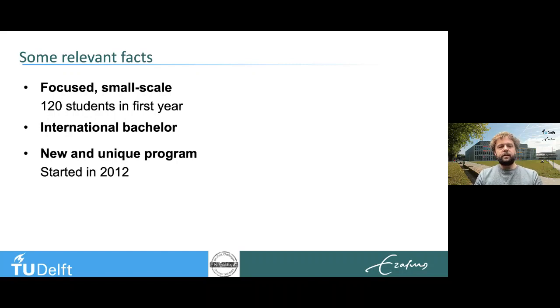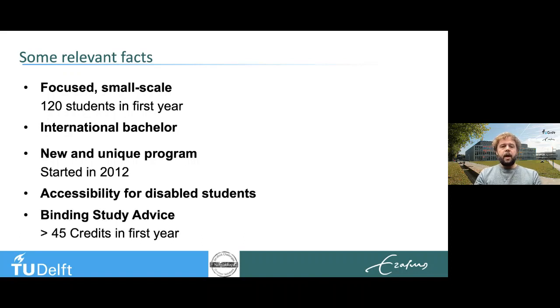We're a new and unique program that started in 2012, and accessibility for disabled students. And there's also binding study advice, which means you have to get 45 out of 60 credits in the first year.